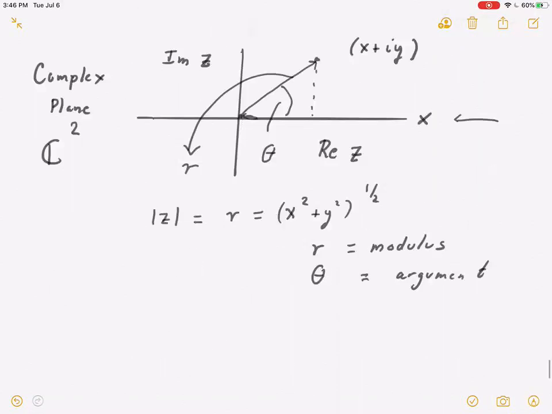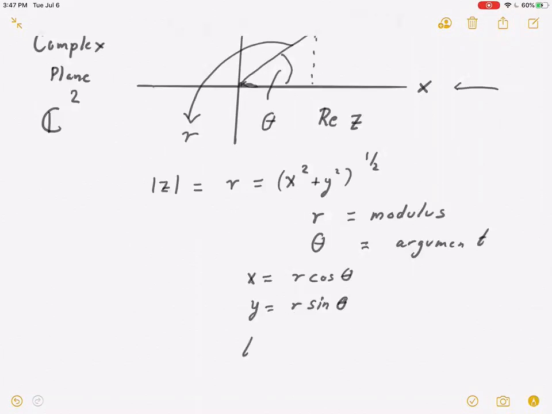Okay, what else does trigonometry tell you? x equals r cosine theta, and y equals r sine theta. So x equals the modulus r times the cosine of the argument, and y equals r, the modulus, times the sine of the argument. And the tangent of the argument is just the ratio of the real numbers y and x.